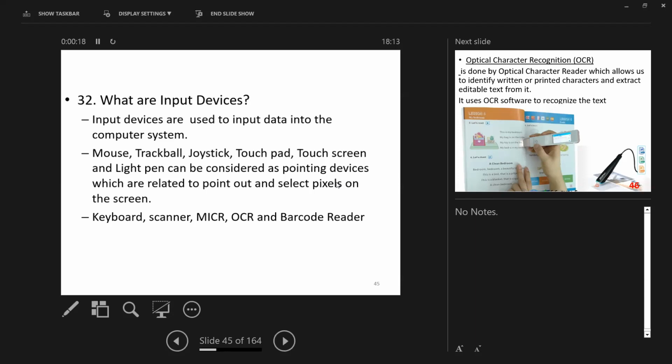Mouse, trackball, joystick, touchpad, touchscreen, and light pen can be considered pointing devices, which are used to point out and select pixels on the screen. Keyboard, scanner, MICR, OCR, and barcode readers are input devices. Is this clear? Okay, then quickly copy this one.